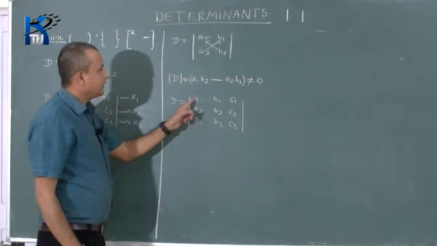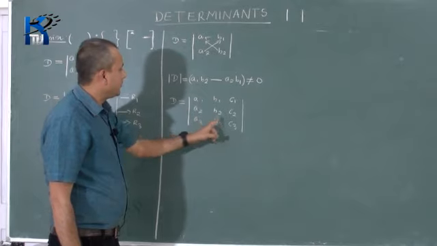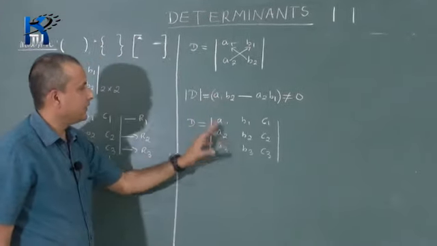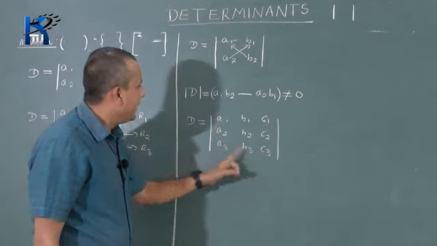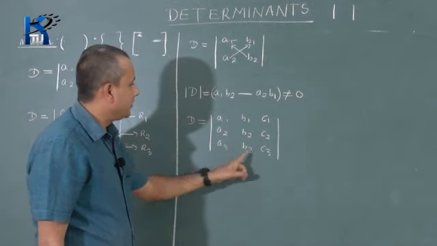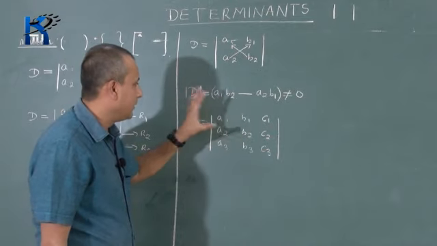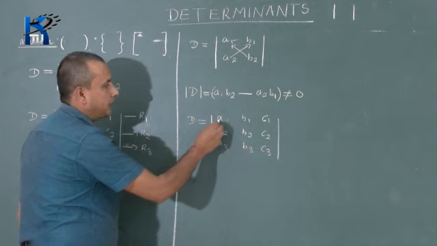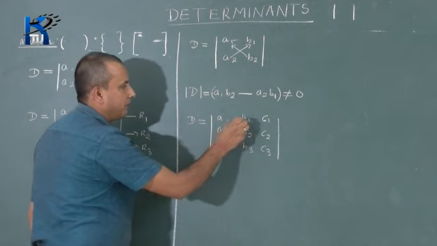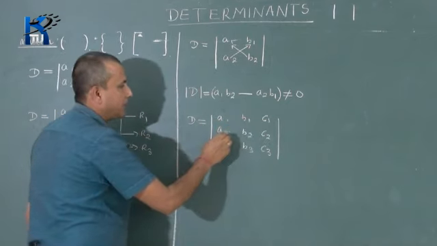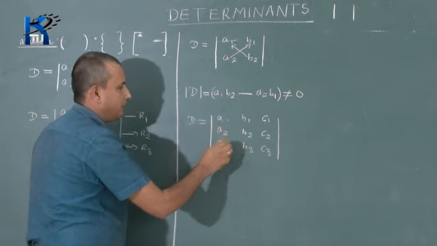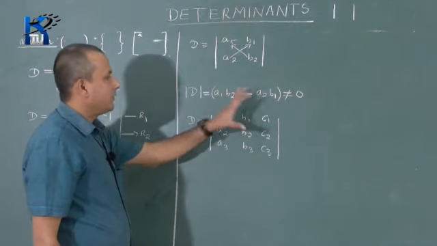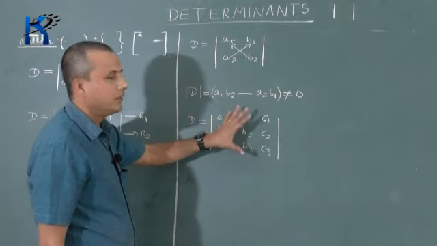And these are A1, B1, C1, A2, B2, C2, A3, B3, C3. You have done these things in the chapter matrices. These are called the elements. Over here, A1, B1, C1, A2, B2, C2, and A3, B3, C3 are the elements of the determinant. Now, each element itself has its own sign: plus, minus, plus, minus, plus, minus, plus, minus, plus. Determinant elements have their own sign.